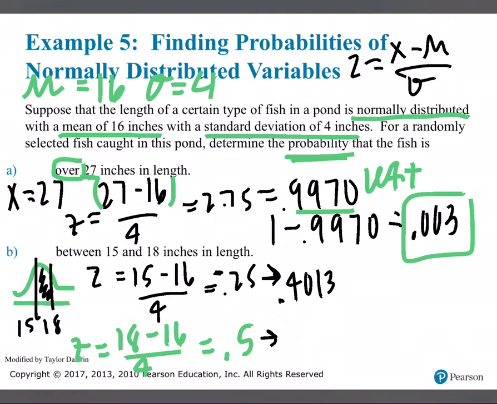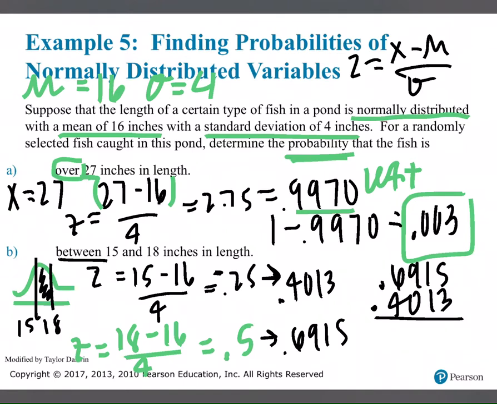And for 0.5 is 0.6915. So remember, when we want between, we subtract the areas, not the z-scores. So I define the areas first, and then I'm going to subtract the larger from the smaller. And when I do that, I get 0.2902. And that is the area between. That's the likelihood of catching a fish between 15 and 18 inches, about 30% chance, or 29.02 if you want to be specific.